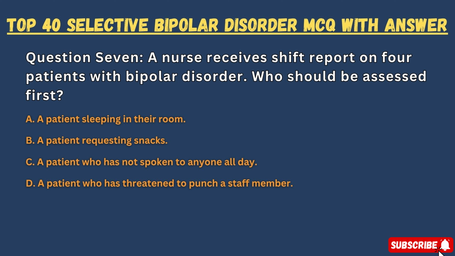Question 7. A nurse receives shift report on 4 patients with bipolar disorder. Who should be assessed first? A. A patient sleeping in their room. B. A patient requesting snacks. C. A patient who has not spoken to anyone all day. D. A patient who has threatened to punch a staff member.